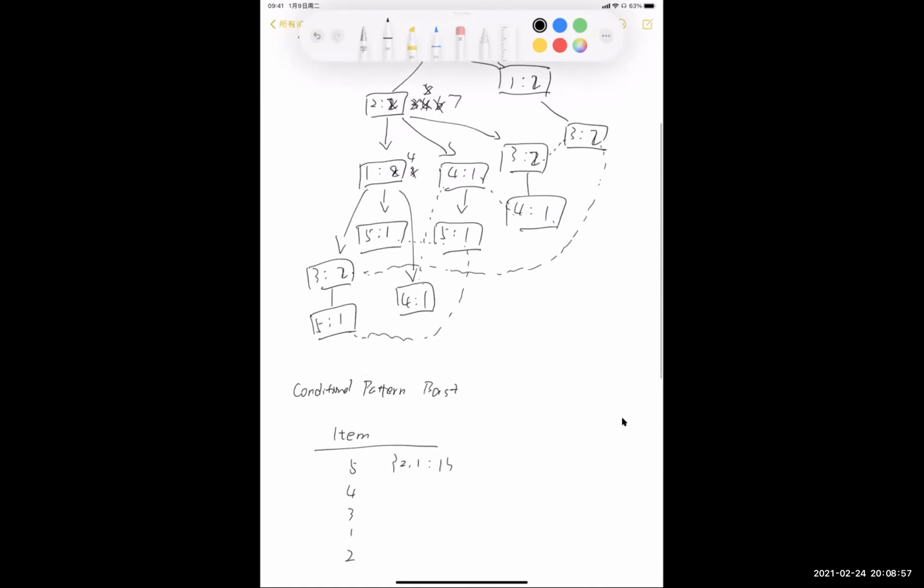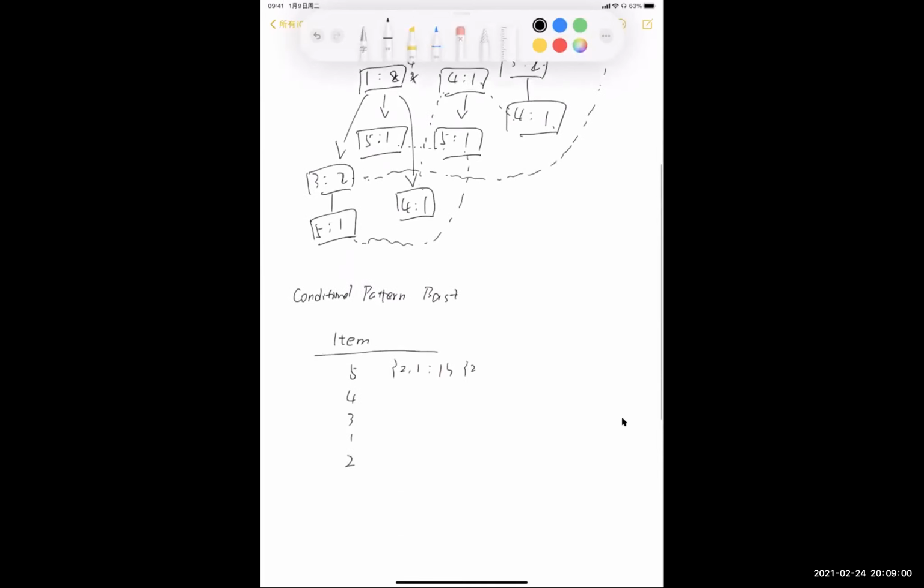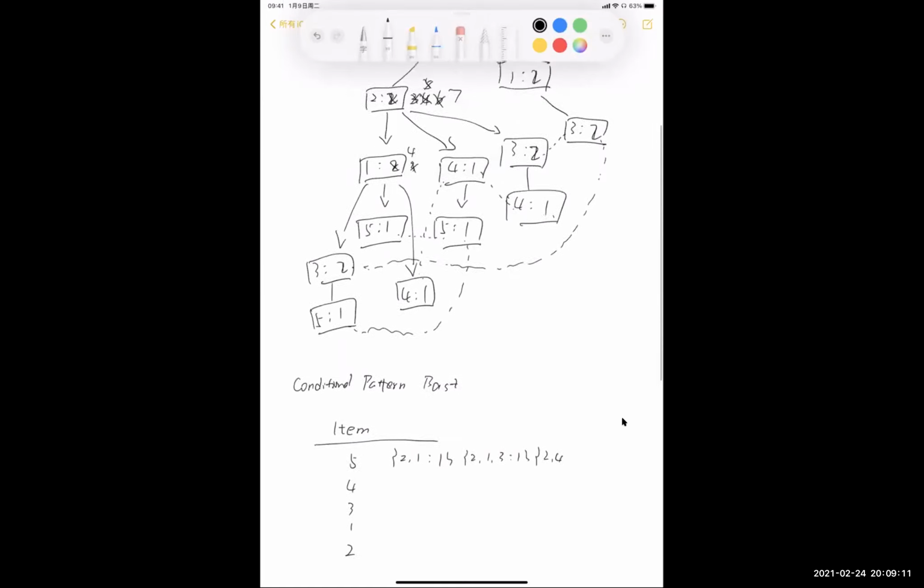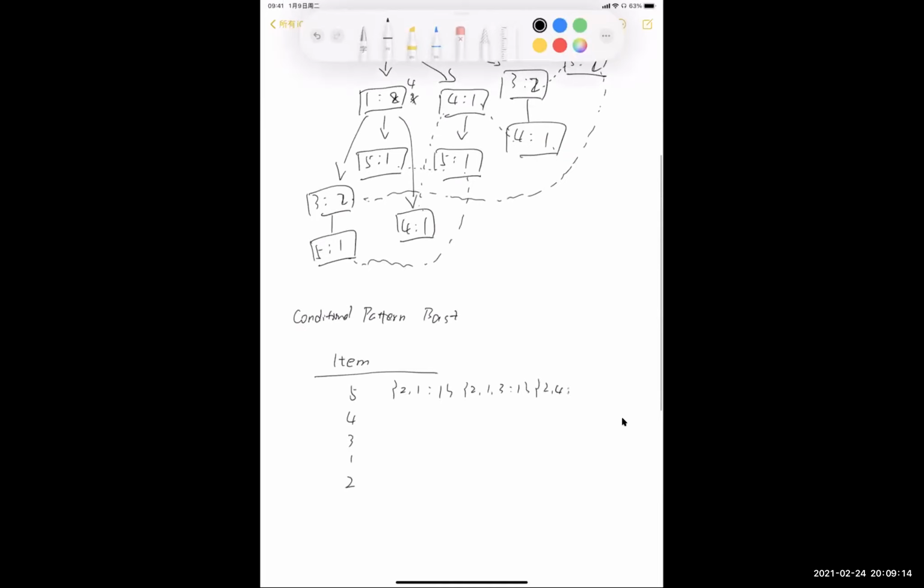Okay, so then we have 2, 1, 3. Okay, so 2 and 3, what's the count? And we also have 2, 4. Okay. 2, 4 as count 1. Great. So what does this tell you? This tells you 2, 1, and 5 were in the same basket once. 2, 1, 3, and 5 were in the same basket once. 2, 4, and 5 were in the same basket once. Right. Then based on this, you can start to generate your conditional frequent pattern base.